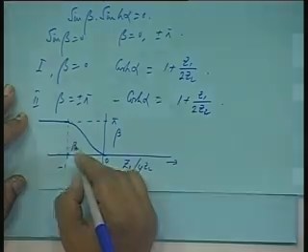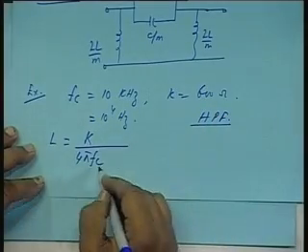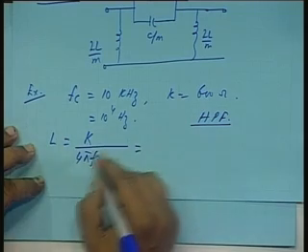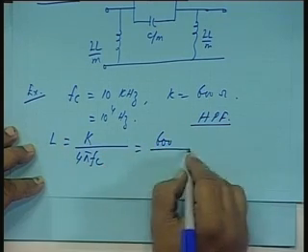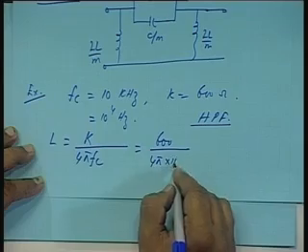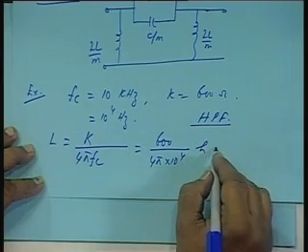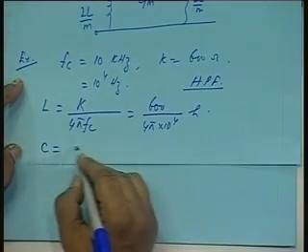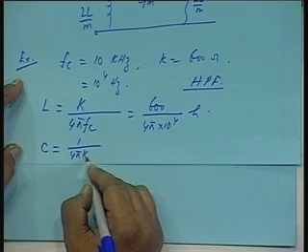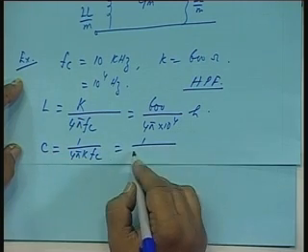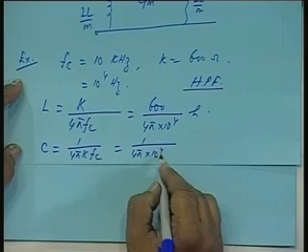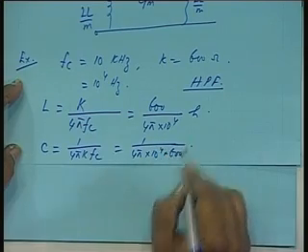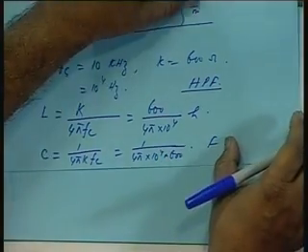So, in the pass band, that R k and F c, this was a relation. So, inductance will be 600 by 4 pi into 10 to the power 4, so many Henries. Similarly, capacitance will be 1 by 4 pi R k into F c, that is 1 by 4 pi into 10 to the power 4 into 600, so many farads.